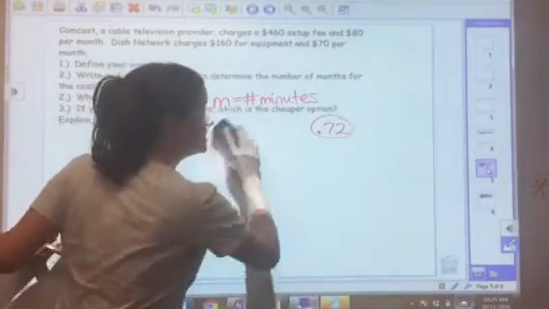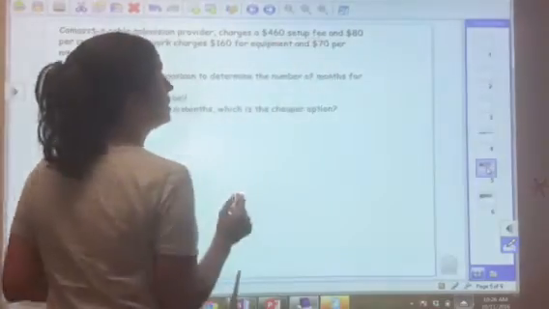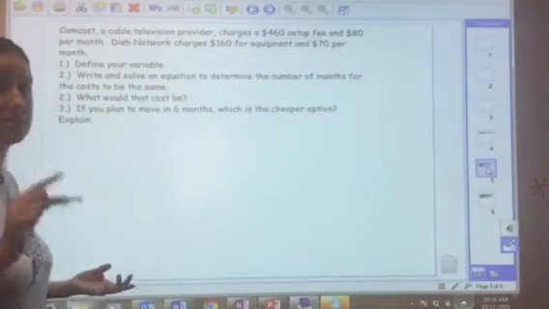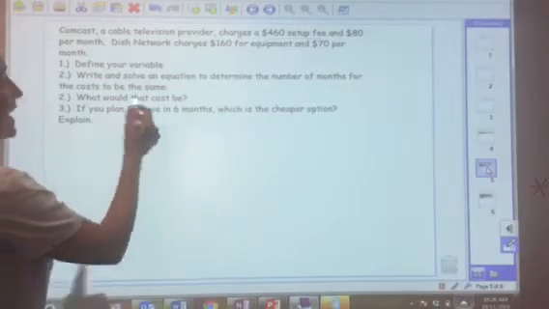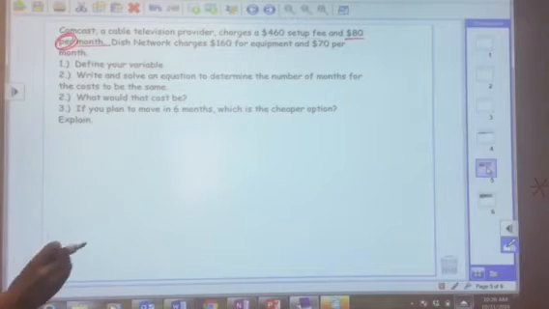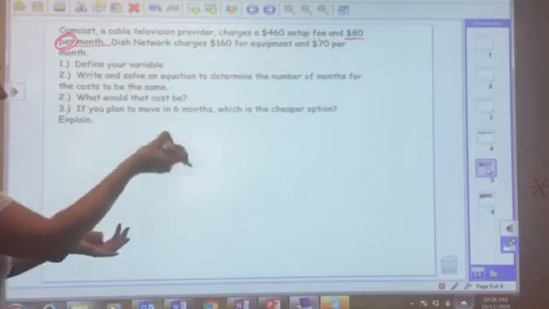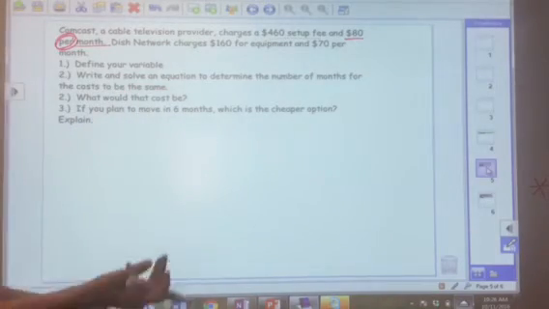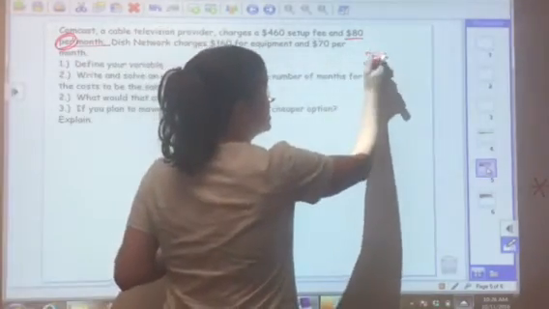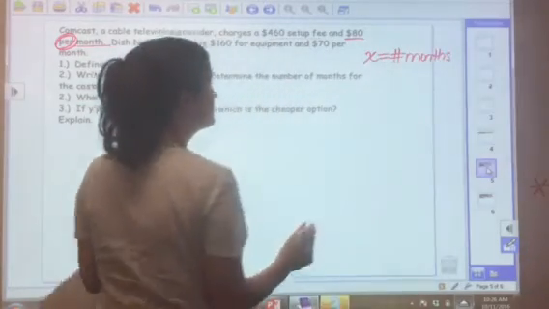Another very similar example, you'll see that these examples are repetitive. Comcast, a cable television provider, charges a $460 setup fee. So that's your constant, that's your one-time fee, and $80 per month. Per is always my key word that says the variable is going to go with 80 because I'm multiplying 80 times the number of months. So my variable is x, and it's going to represent the number of months.